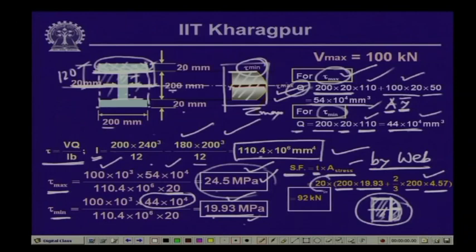When that is multiplied with the thickness, we get the value of the shearing force, and this turns out to be 92 kilonewton. So, please note here that out of the 100 kilonewton shear force that the entire cross section is subjected to, 92 kilonewton is being carried by the web alone. Hence, 92% of the total shearing force is being carried by the web.